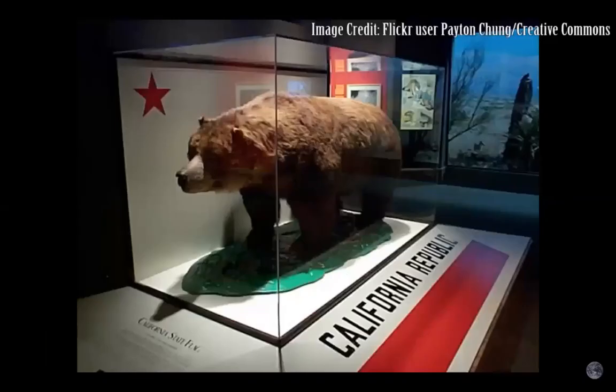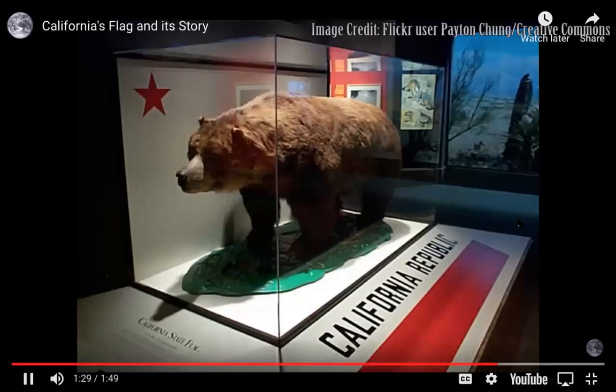Monarch was captured in 1889 and spent time in San Francisco zoos until his death in 1911, the same year the current state flag was adopted. The bear was mounted and is preserved at the Academy of Sciences at Golden Gate Park.